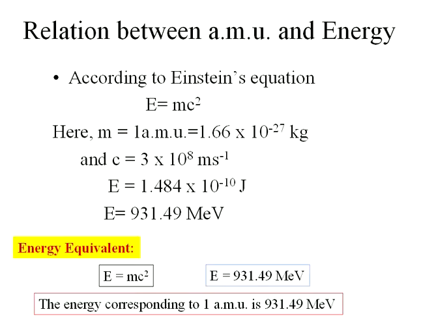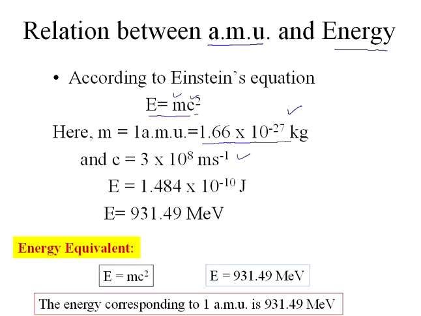Now the second point, the relation between the atomic mass unit and energy, right? The atomic mass unit is used to measure the mass of the basic constituents of the atom. According to the Einstein equation, energy can be defined as mass multiplied by the square of c, the speed of light. Here m, 1 atomic mass unit, is approximately 1.66 × 10^-27 kg. We have already determined this value in an earlier video.